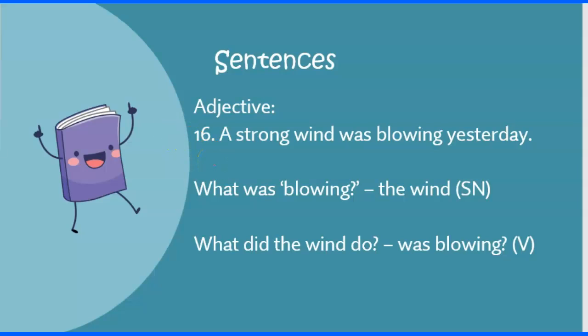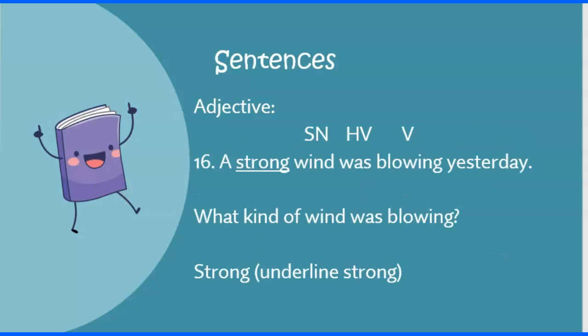So our sentence is, a strong wind was blowing yesterday. And so we want to ask the question, what was blowing? The wind was blowing. So subject noun will go over wind. Then we want to know, what did the wind do? It was blowing. So we have verb. And don't forget that helping verb, over was. So let's take a look at that. Here we have subject noun, helping verb, and verb.